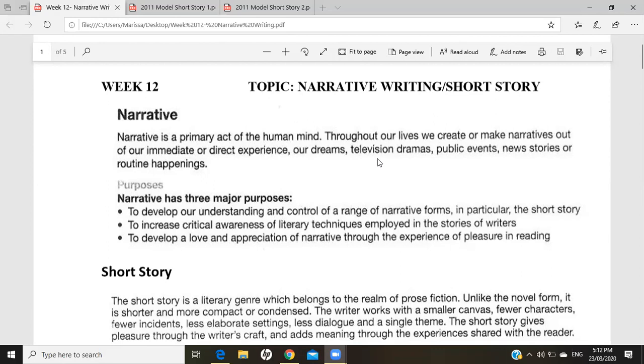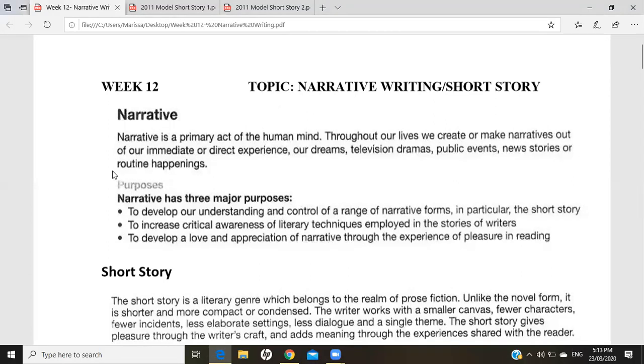The next thing is television dramas. So many of you all, depending on the question, maybe you would use a scenario or a TV show, and you may write or reproduce a story that's similar to what happened in a TV show. Even public events, news stories. So news stories, because maybe if you were asked to write about a kidnapping or something, you could make reference to something that you heard on the news about a kidnapping beforehand. Or routine happenings. So everyday things like maybe the story requires you to write something about an incident that took place when you went to the bank. So regular routine things that you will encounter on a day-to-day basis.